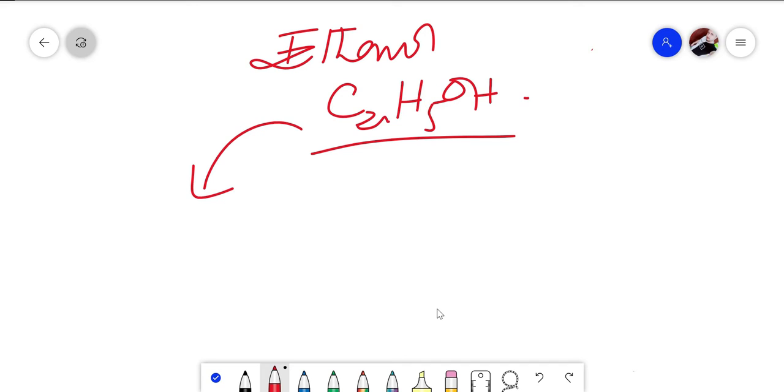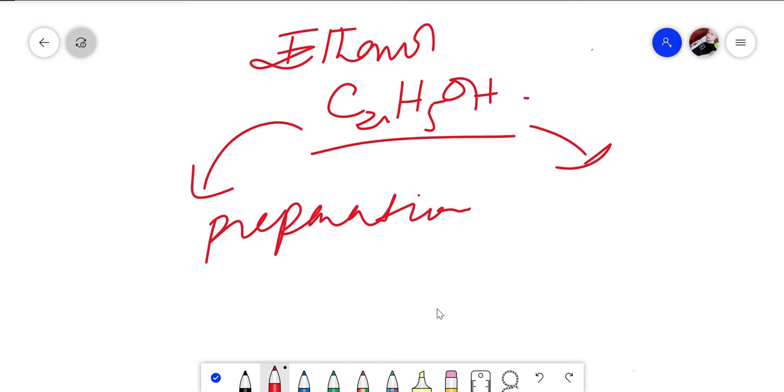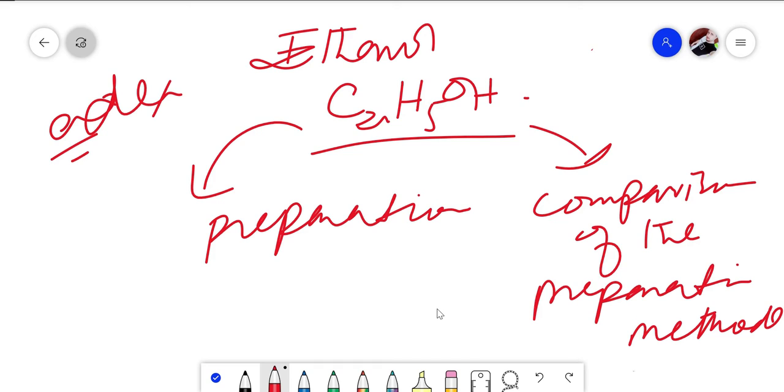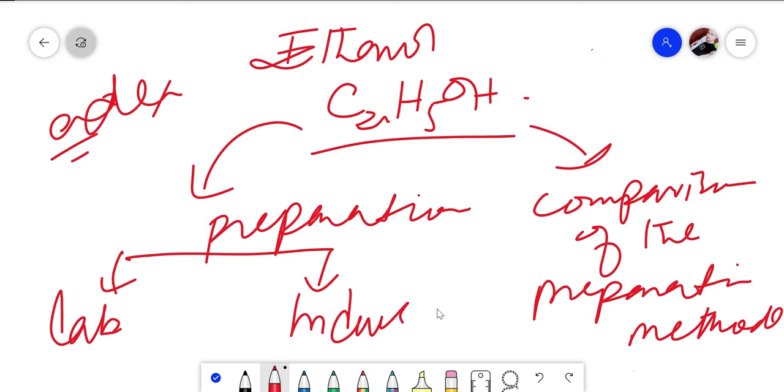First of all, preparation in your course, and then comparison of the preparation methods. Okay, this is for Edexcel. So preparations are classified into 2 categories. Number 1, laboratory preparation, and number 2, the industrial preparation. Both are equally important in your course. Okay, so we will work on this one.